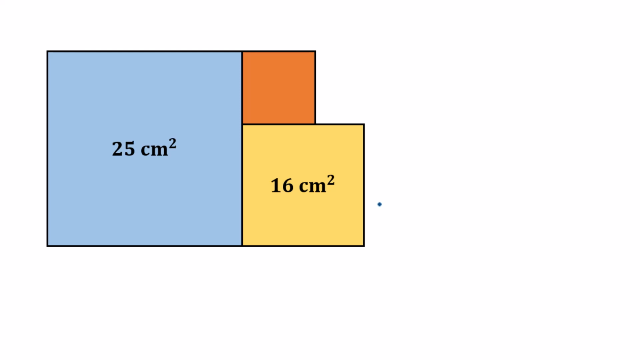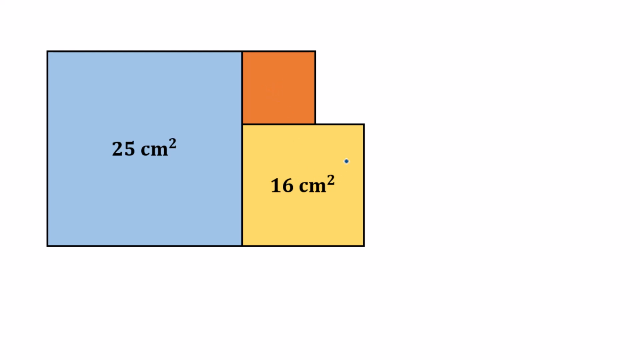Hello everyone. In this video, I am going to solve an interesting geometry problem. We have a blue square whose area is 25 square centimeter, and there is a yellow square whose area is 16 square centimeter, and our task is to find the area of this orange square.